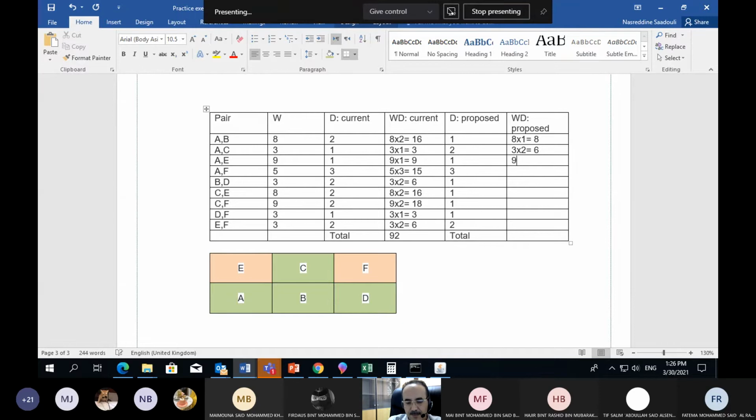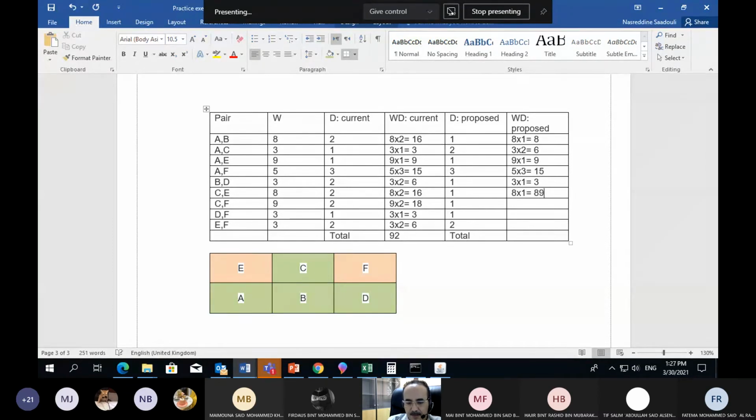Weight, which is 9. Distance, which is 1. So 9. Weight, which is 5. Distance, which is 3. So 15. Weight, which is 3. Distance, which is 1. So 3 times 1, which is 3. Weight is 8. Distance is 1. So 8.